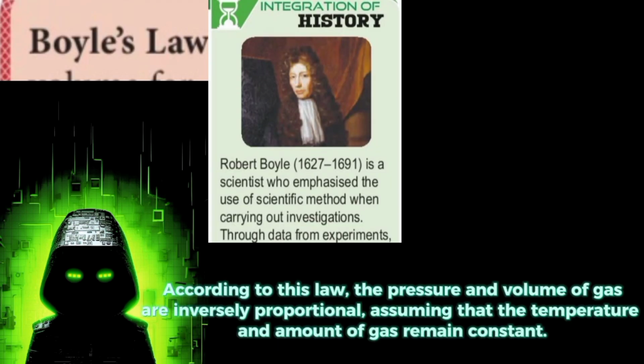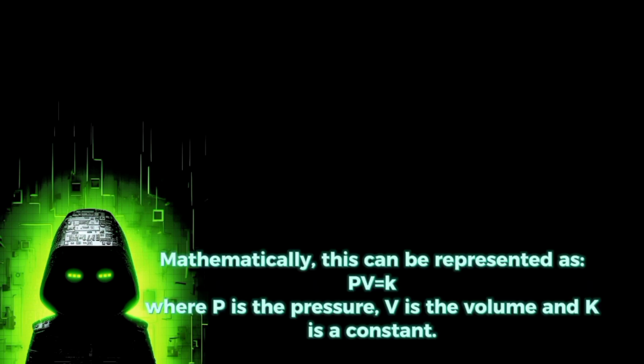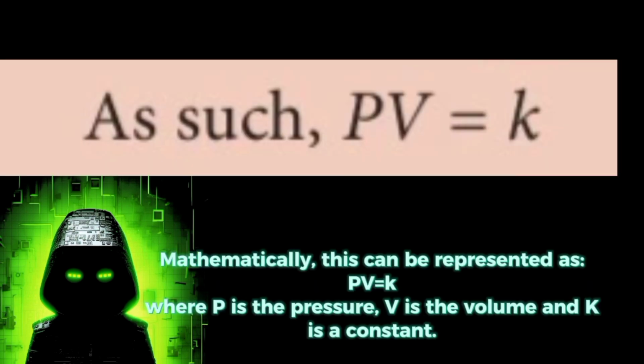According to this law, the pressure and volume of gas are inversely proportional, assuming that the temperature and amount of gas remain constant. Mathematically, this can be represented as PV = k, where P is the pressure, V is the volume, and k is a constant. This means that if the volume increases, the pressure decreases, and vice versa, keeping the product of pressure and volume constant. This law applies to ideal gases under certain conditions.